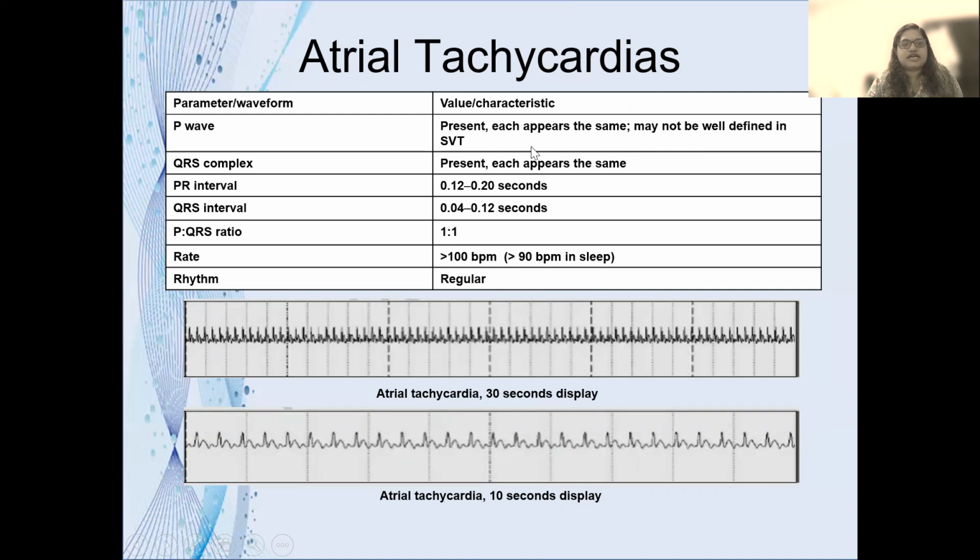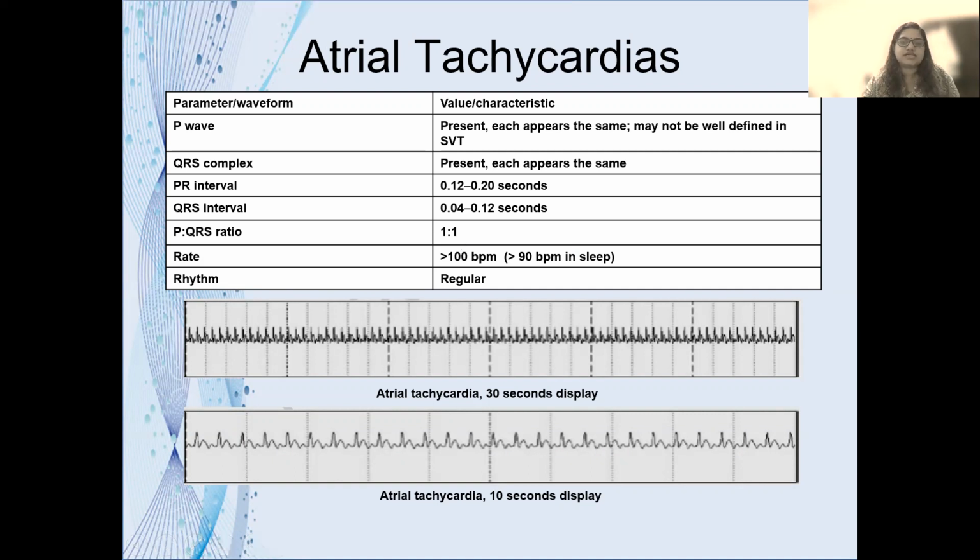See, supraventricular tachycardia can be there, and rhythm is obviously regular. Rate is high. This is the problem here. So you would have a higher rate. That's why it is called tachycardia. So if you see the 30-second display, you can see many ECGs, and when you see the 10-second display also, you can see that it is very much close. So when you calculate the rate, it is more than 100 beats per minute. So that is atrial tachycardia.